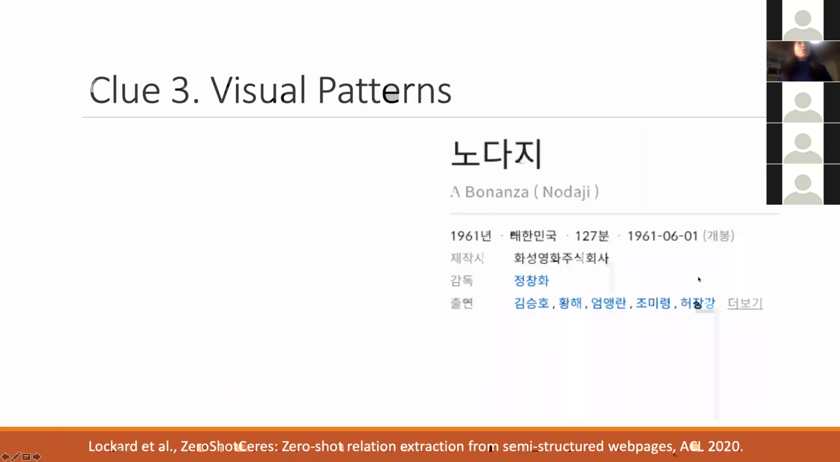So the next clue is the visual patterns on the web page. So what do I mean? Here, I want to give you a quiz. I don't know how many people in the audience understand Korean. And so this is a web page in Korean. I guess most of you haven't seen it before. And for me, I don't understand those characters, and I don't understand what this web page is about.